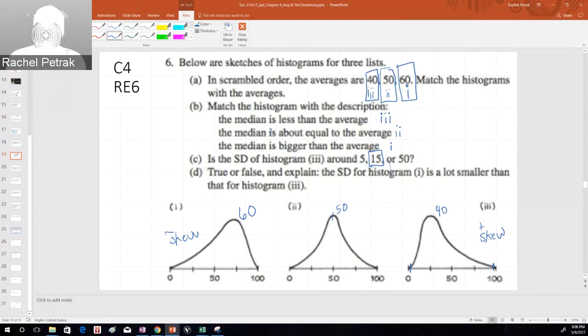And finally, true or false. The SD for histogram 1 is a lot smaller than that for histogram 3. Well, this is false. Histogram 1 and histogram 3 are mirror images of each other, so their standard deviations will also be approximately the same. And that would be a sufficient answer for this. It says true or false and explain. You just say it's false because these are mirror images, so their standard deviations will also be approximately the same. I'm really only looking for brief descriptions here when you're asked to explain. Keep it brief.